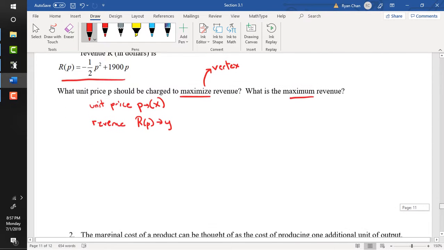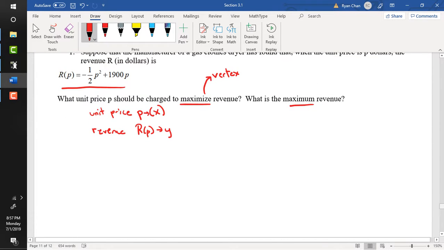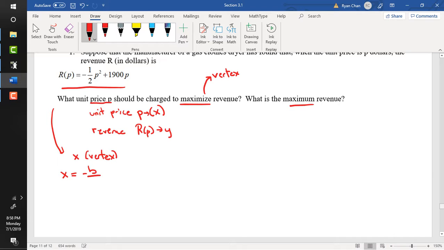So the first part of the question, they say the following, right? It says, what is my unit price P? So I'm actually trying to find the x coordinate of my vertex. Okay. Now, how do we find the x coordinate of my vertex? It's actually pretty straightforward, right? All I have to do is to use my formula, which is x is equal to negative b over 2a.